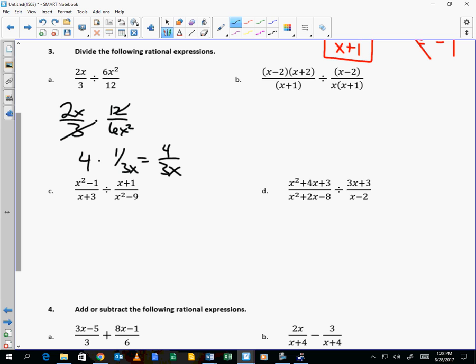Instead of rewriting the whole problem, I like to just make a big multiplication sign and then flip everything. And then you can see what cancels. The x plus 1's, the x minus 2's. And don't forget about the x that's sitting right here. A lot of people forget about that when they write their answer.